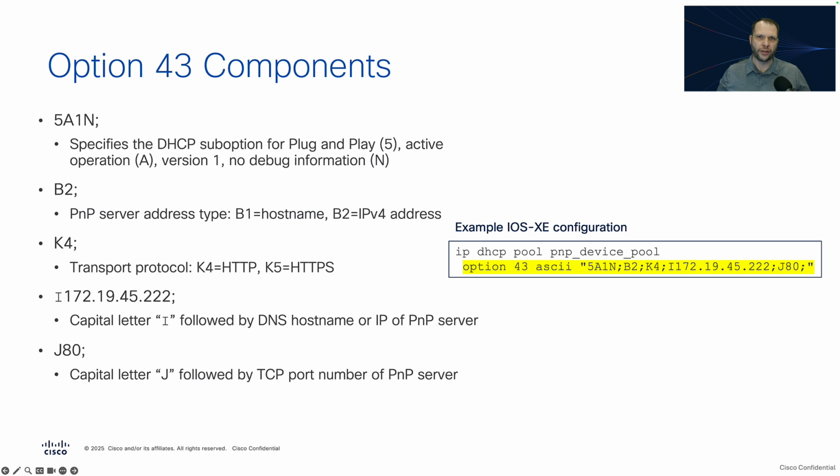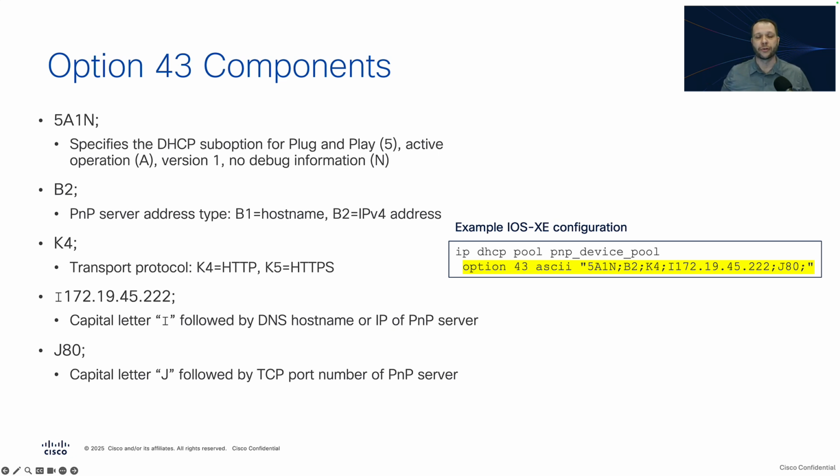If, though, you wanted to see a little bit more detailed information on the command line of a device as it's going through the plug-and-play process, you could substitute a D instead of an N in this segment of the option 43 string. The next segment is B2, and this tells the device what type of address to expect for the PnP server.